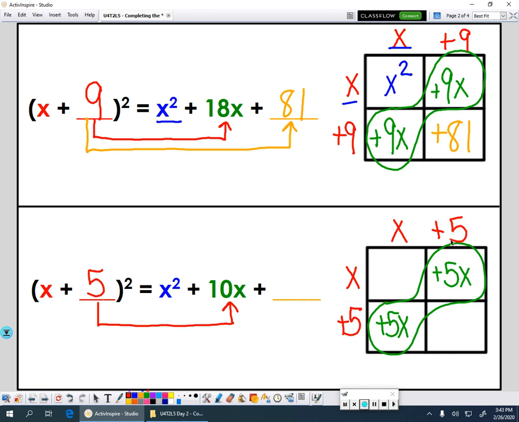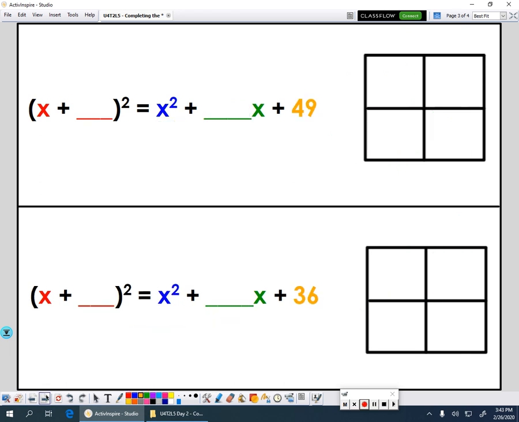Now let's go back and complete the square here. X times x gives me x squared. And then finally 5 times 5 gives me 25. And then just double check and make sure that if we square this term, we do get our last term there.